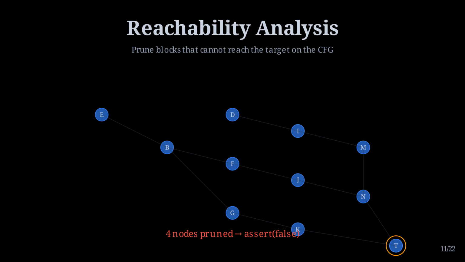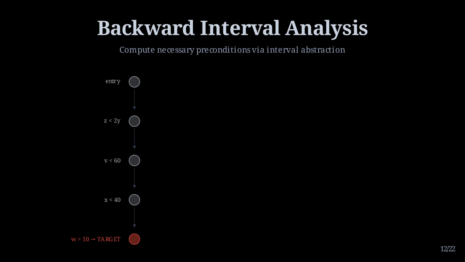This handles the structurally obvious cases efficiently, but plenty of infeasible paths still have a valid control flow path to the target. They're infeasible not because of the graph structure, but because the runtime values of their variables make it impossible to satisfy branch conditions along the way. Catching those requires reasoning about program state, which is what the backward interval analysis is designed to do. This is the core technical contribution of the paper.